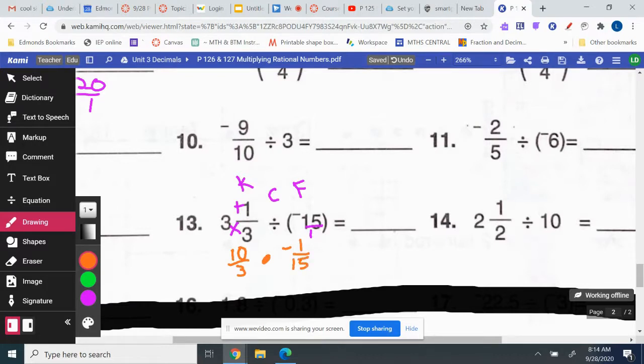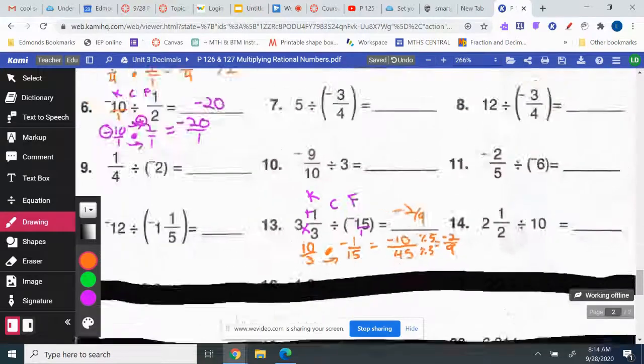1/15. Now I can multiply straight across, and I'm going to get negative 10, and then I'm going to multiply straight across over negative 45. Now I can reduce this because I know both the top and the bottom can be divided by 5. So I keep my sign, I bring that over with me, negative 2/9. So that is my answer, negative 2/9.